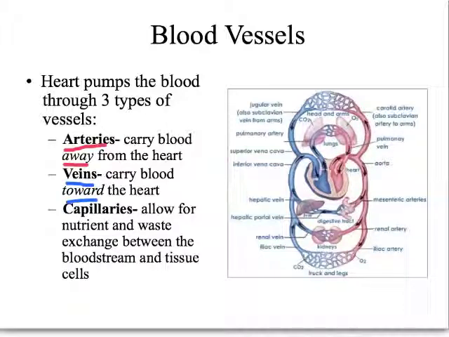And then we've got capillaries that are basically in between the arteries and the veins, and that's the site where gas exchange, nutrient and waste exchange occur between the bloodstream and the tissue cells. Okay, so the capillary beds are down here within the organs or within the muscles or other tissues of the body.